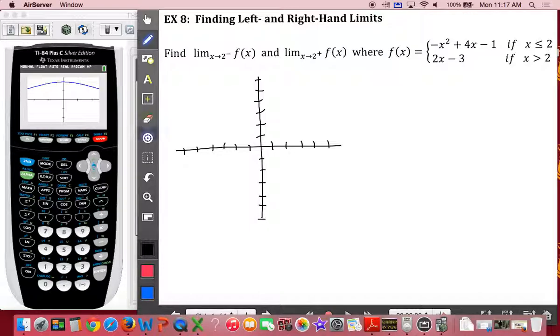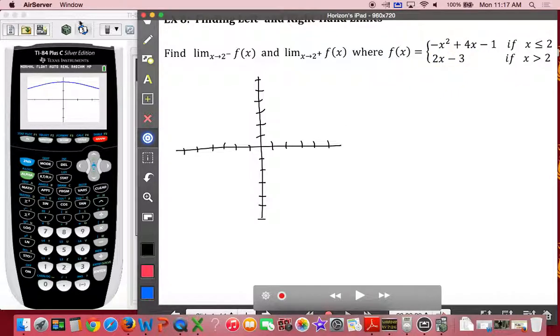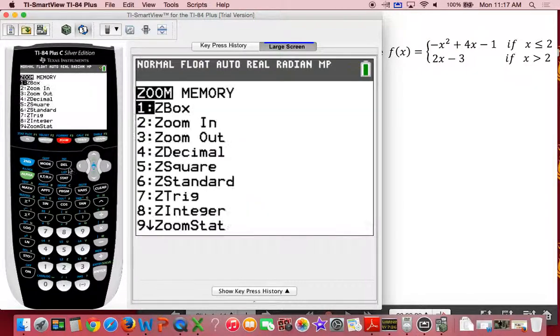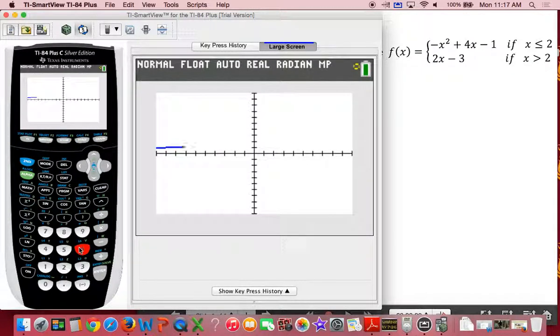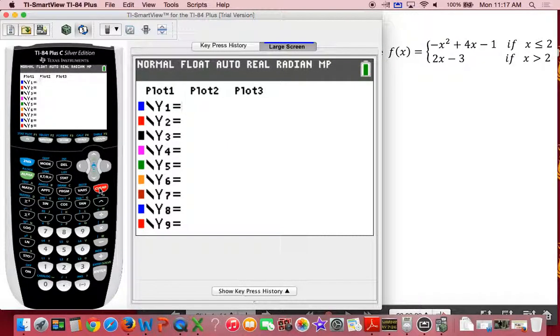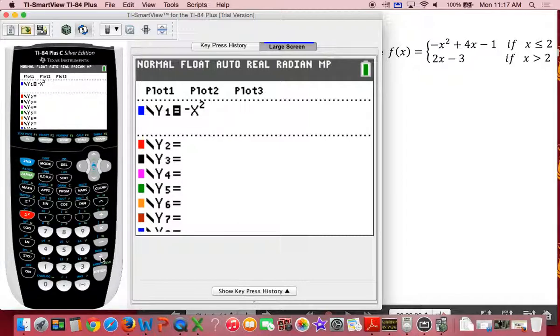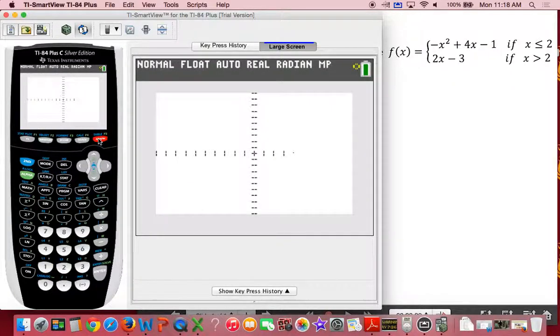Okay, so I'm going to put into my calculator the parabola right here, this negative x squared. Be careful when you put it in. I'm going to go back to my Zoom standard, so I have a normal viewing window. And then I'm going to go to y equals, clear that out, and put in my negative x squared. Use the negative, not the subtraction button. Then plus 4x and minus 1. So here's our parabola.